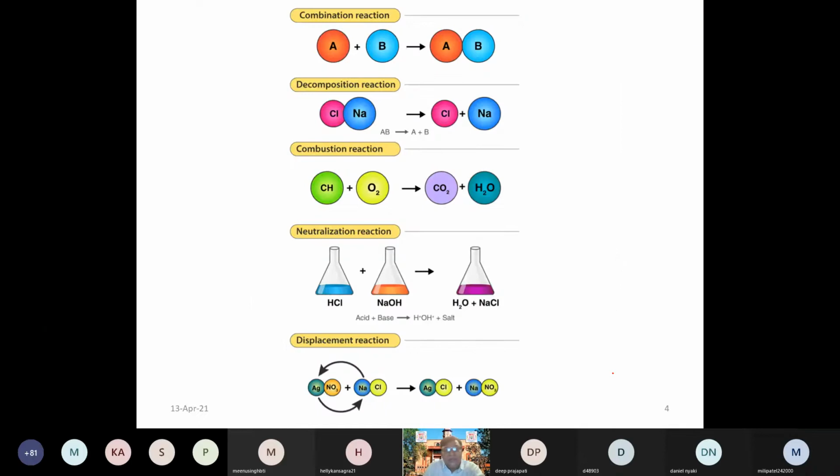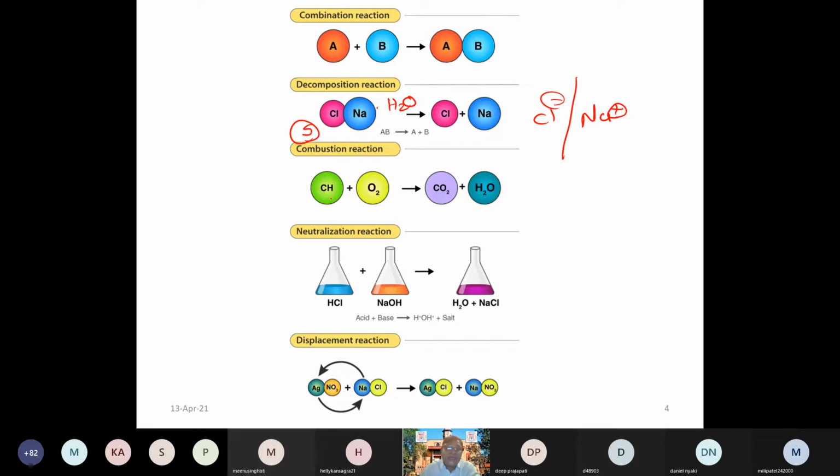Already I have given an example. So, combustion reaction, then decomposition. As I said, if you have AB and from AB we get A and B separately, that is called a decomposition reaction. Suppose you have solid NaCl. When we add this NaCl into water, immediately what will we get? Cl minus and Na plus. So dissociation, decomposition of the molecule will take place.